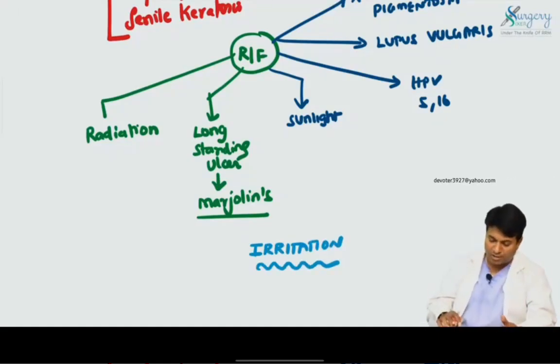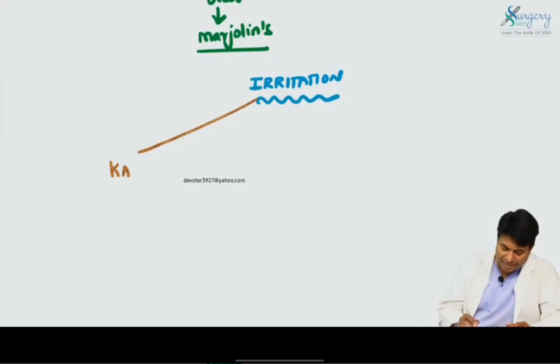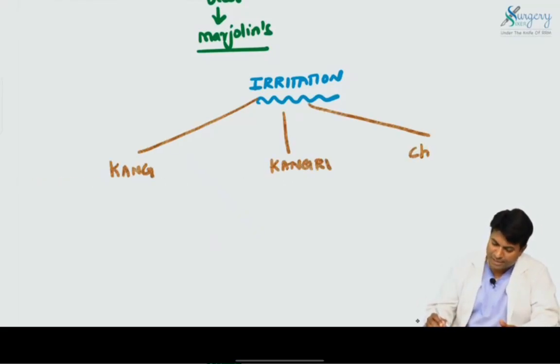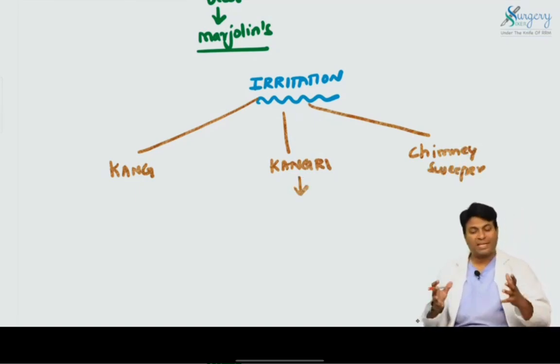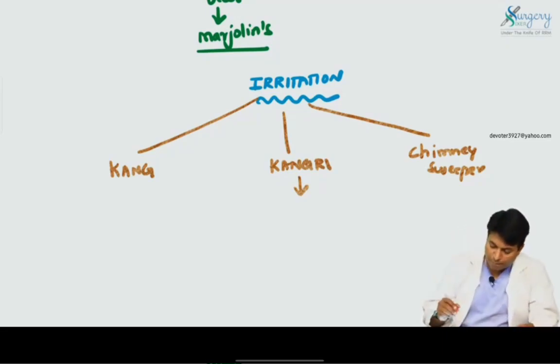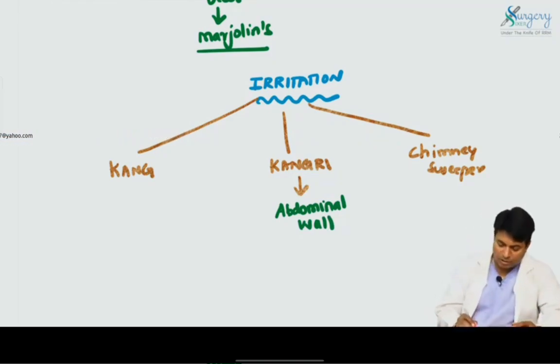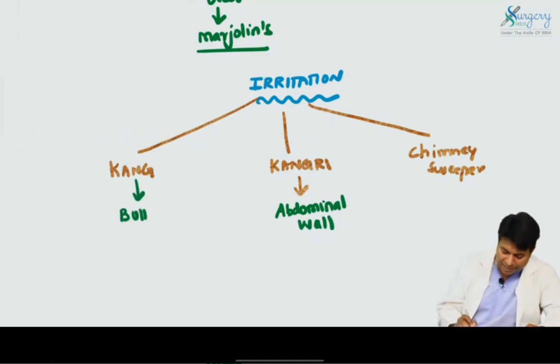What are the prolonged irritation causes? They are classified as Kang cancer, Kangri cancer, and chimney sweeper cancer. Long-term irritation can cause these problems. Kangri is seen among Kashmiri people keeping a hot pot on the abdominal wall, so abdominal wall cancer is known as Kangri cancer. The Tibetans sit on a hot pot, therefore in the buttocks they get a cancer known as Kang cancer.